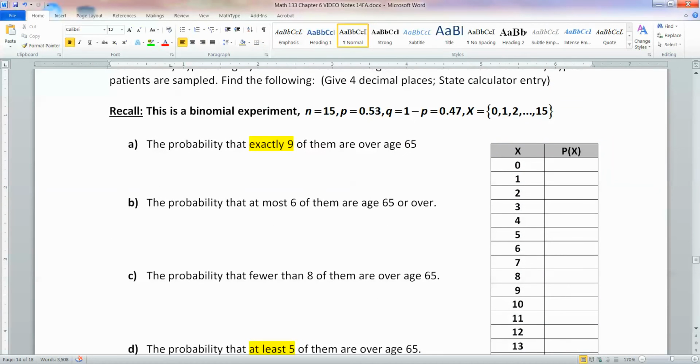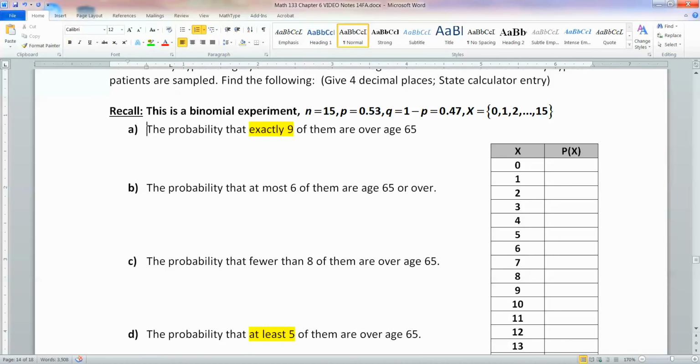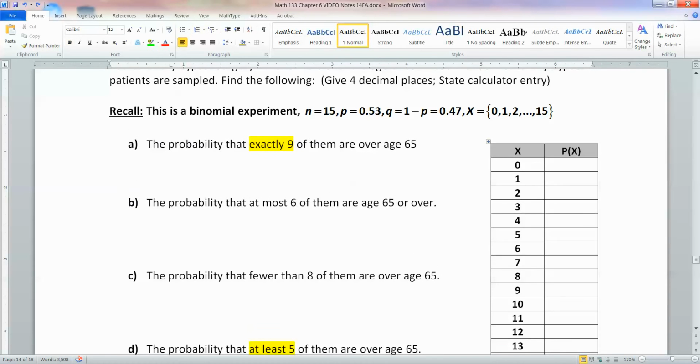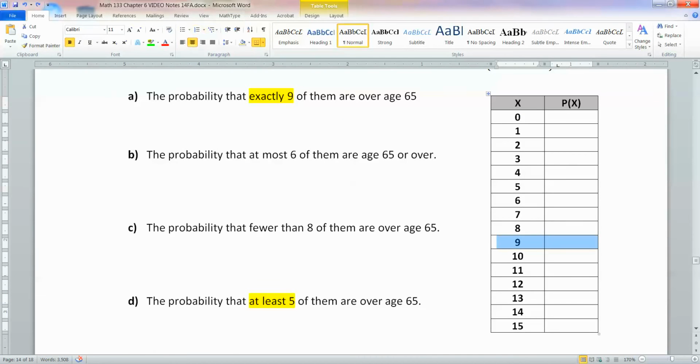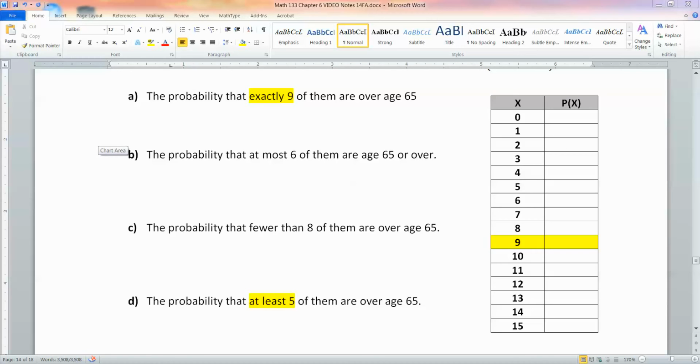So I want to start off with my first one. I want to find the probability that exactly 9 of the patients are over the age of 65. So that's this little value right here that I'm talking about. Exactly 9. Okay, so if I want exactly 9, I'm going to have to use binomial PDF, because remember, binomial PDF talks about exact values. So if I want the probability that x is equal to 9, I'm going to have binomial PDF, and then it's n comma p comma x.